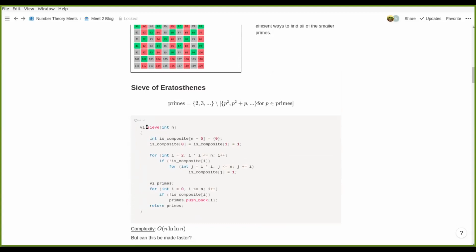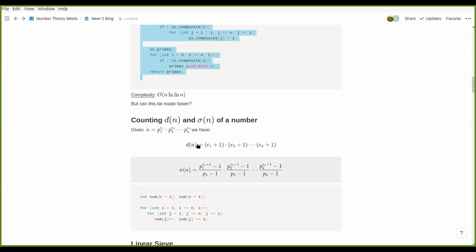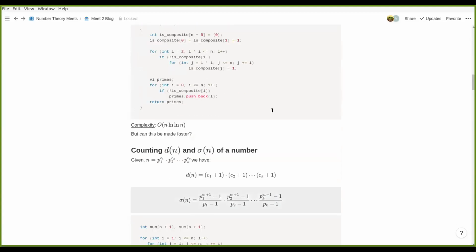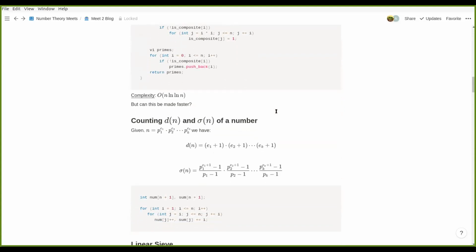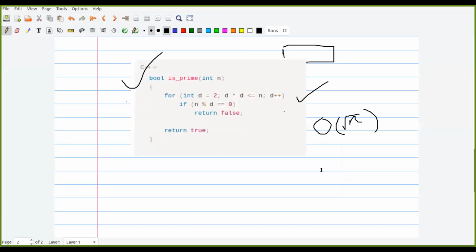So I guess the Sieve of Eratosthenes is clear. I'll show you the code when I go into linear sieve and sieving over a range. But for now, let's discuss counting divisors and sum of divisors of a given number.